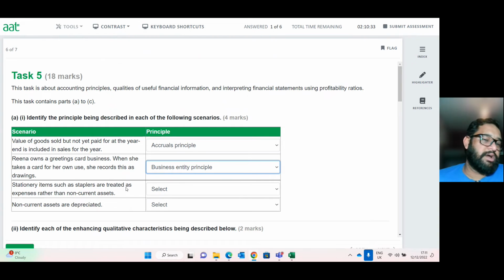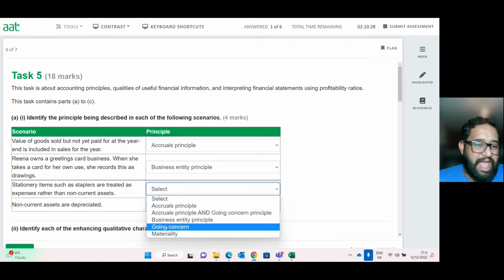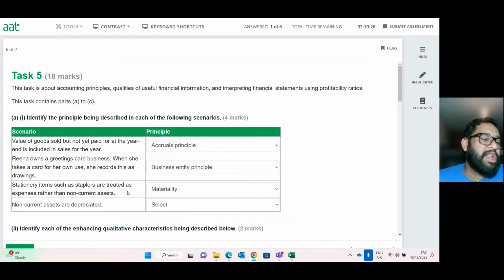Stationery items such as staplers are treated as expenses rather than non-current assets. That is for materiality, because it is not material to the business to capitalize a small asset like this: staplers, printer cartridges, one-use pens and paper. We'll just put them as an expense to the business.